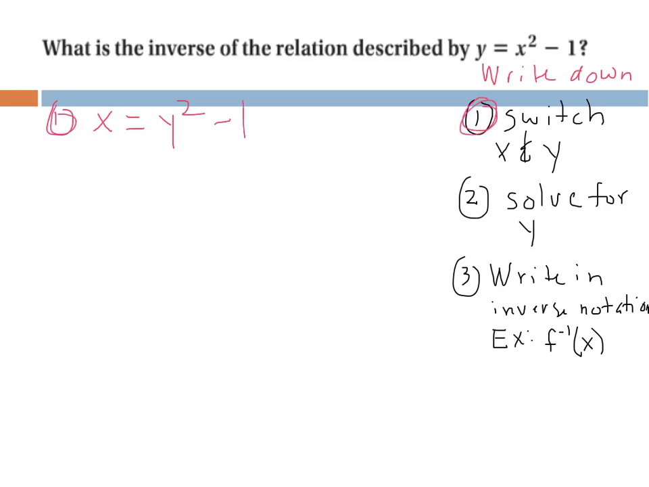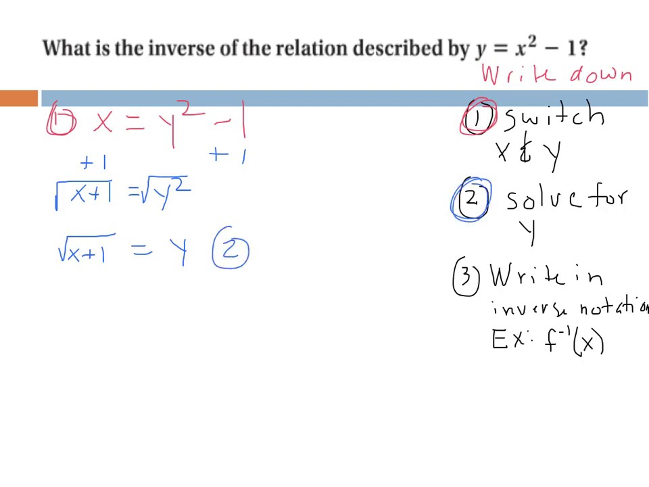Switch the x and y. Then you solve for y. So in this equation, I want to add 1 first. Add 1, so I have x plus 1 equal to y squared. And then the opposite of squaring something is taking the square root. And whatever I do to one side, I have to do to the other. So then I would have the square root of x plus 1 is equal to y, because those two will cancel. So this is my second step.